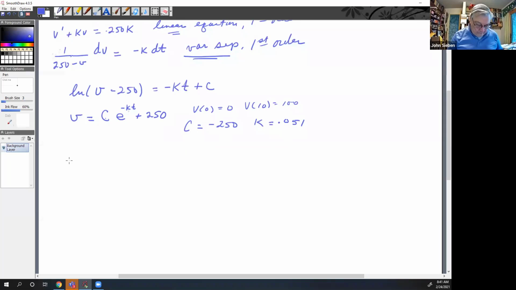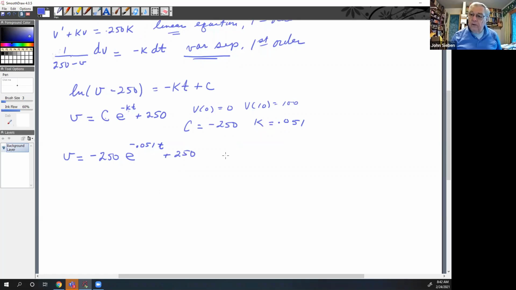And now I've got a particular solution. I'm being lazy, I don't want to have to write it out, but I think this is it. V is equal to negative 250 e to the negative 0.051 t plus 250.